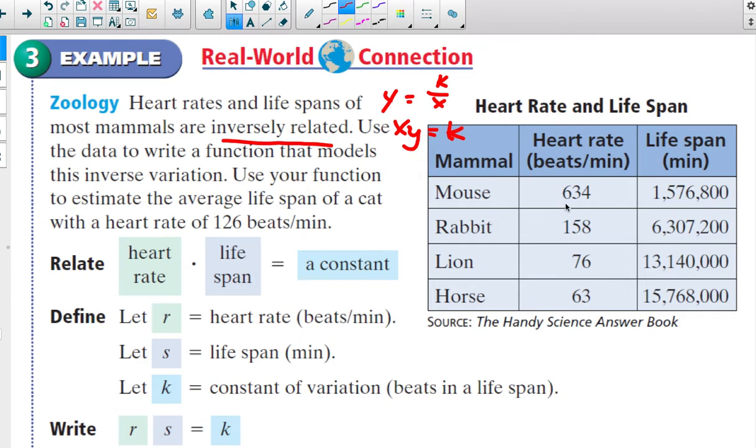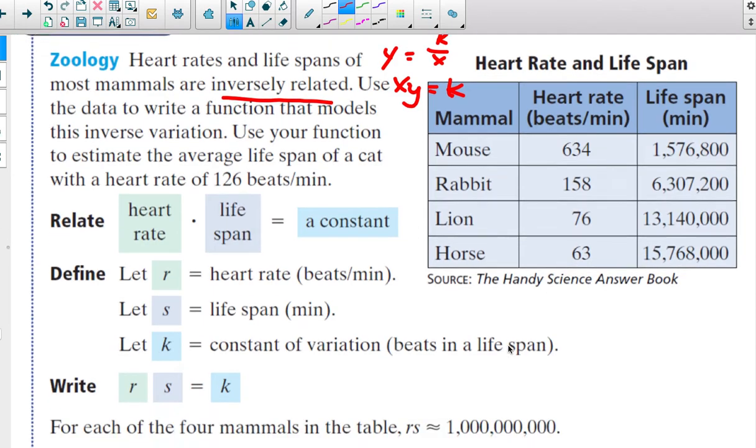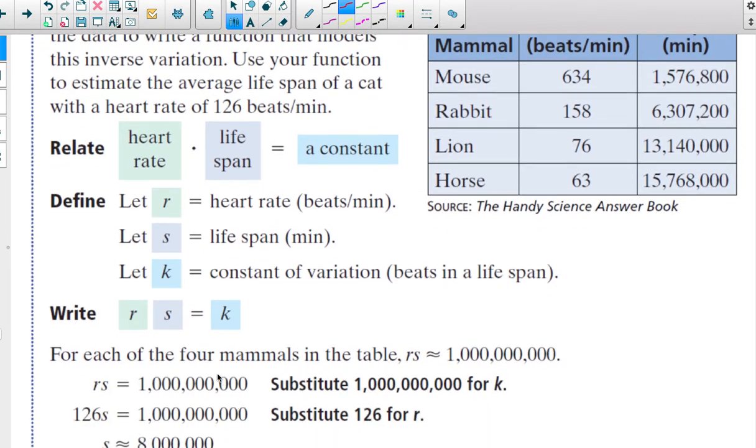All right, so we have heart rate and lifespan. It says they are inversely related, so we can multiply those together to get the constant of variation, which is what they have done here in each of these cases. And what they have found is that the constant of variation is about, see, is that 1 billion? I believe so.